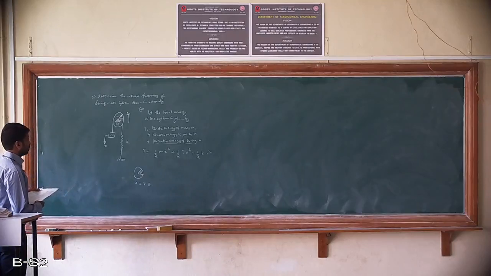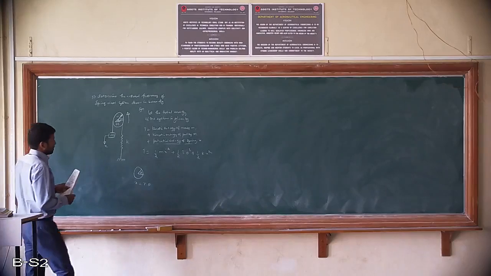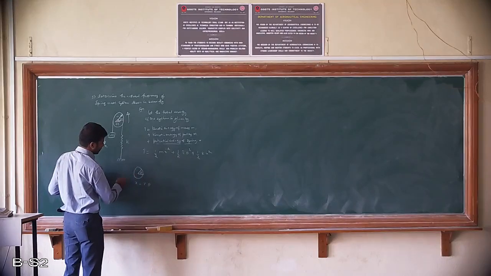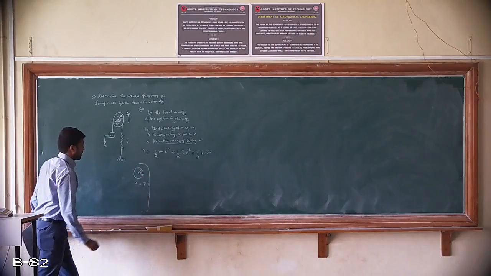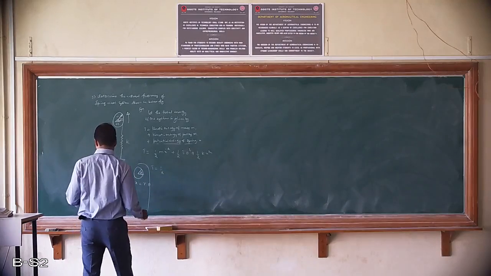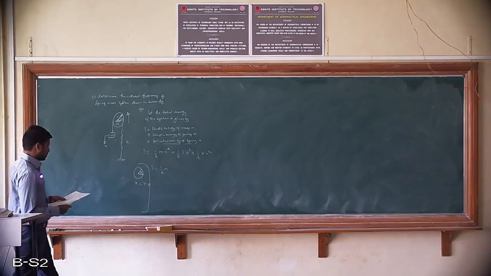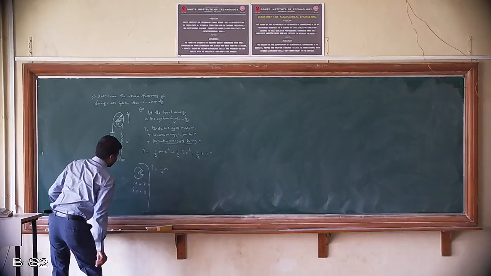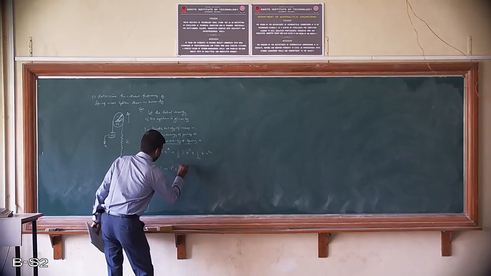Now we need to represent what x is and what x dot is. x is the displacement. How much displacement is going to take place? x is equal to r into theta, where r is the radius and it moves through an angle theta. So x is r theta and x dot is r into theta dot. So what is x dot square? It is r square into theta dot square.